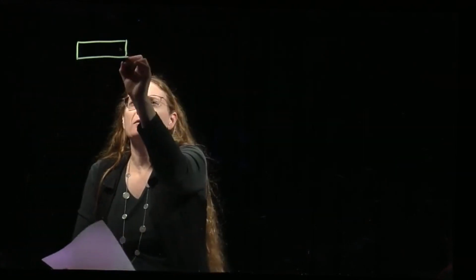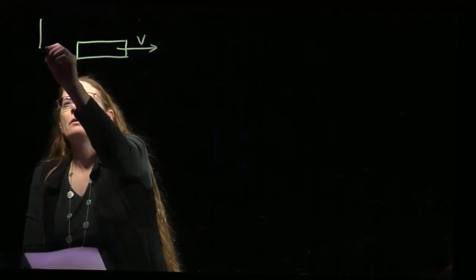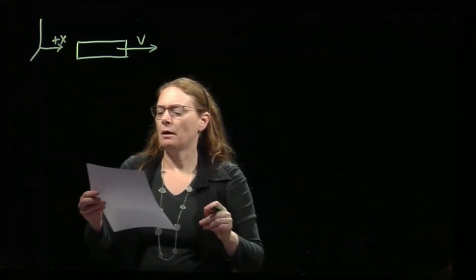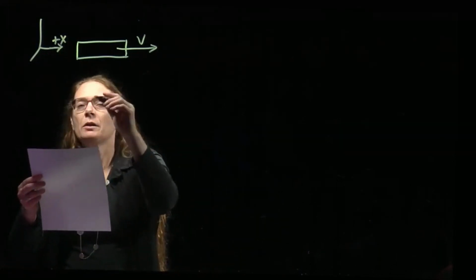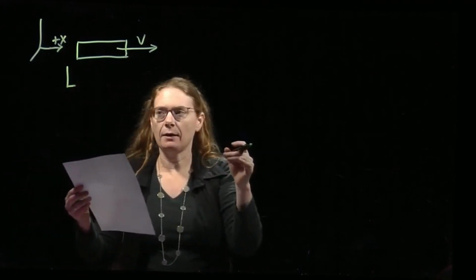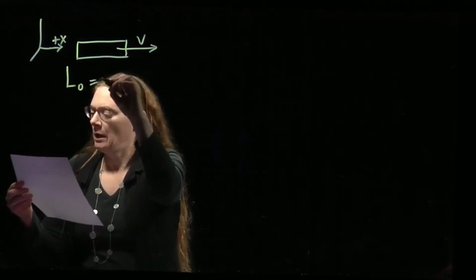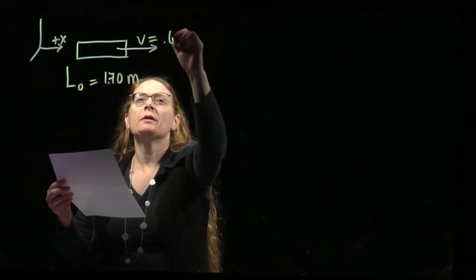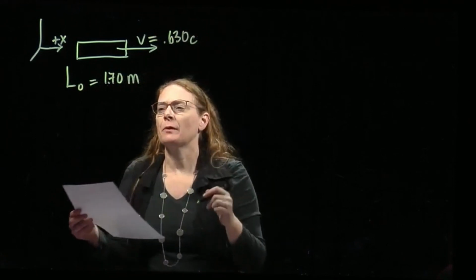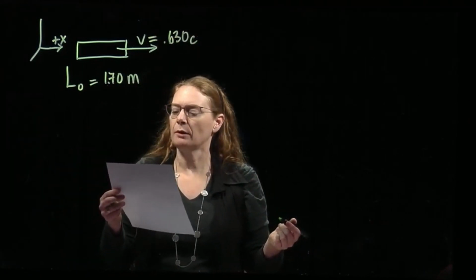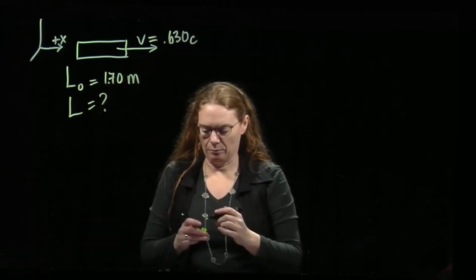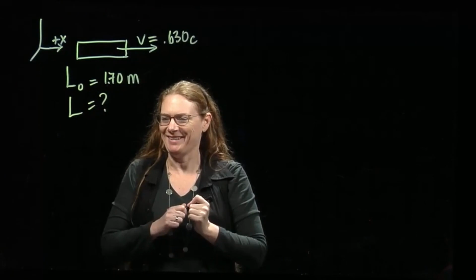Well, let's start with a picture. It's always good to start with a picture when we're trying to solve a problem. And we are in the x direction. The rest length, that is its proper length, so that's our L naught, is 1.70 meters, and our speed is 0.630 c. What do we want to know? What will be its measured length in the moving frame? So this one should be pretty easy, yeah?